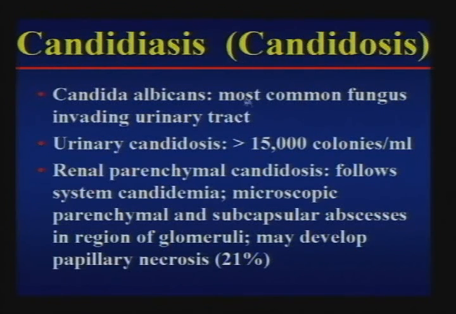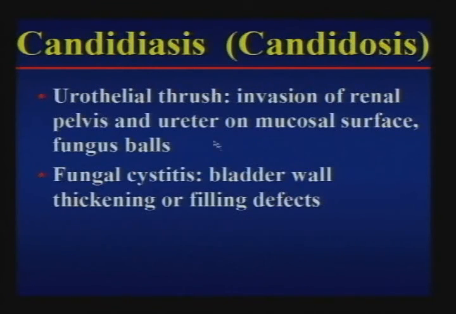Remember that candida in the kidneys can present as renal parenchymal candidosis, which is probably the most rare, where you get actual microscopic abscesses. It can also manifest itself as urothelial thrush, which is just invasion of the renal pelvis and ureter, or what we see most commonly is cystitis.